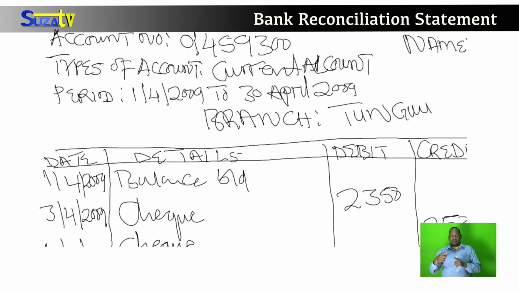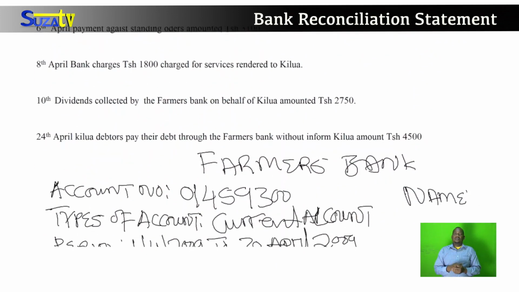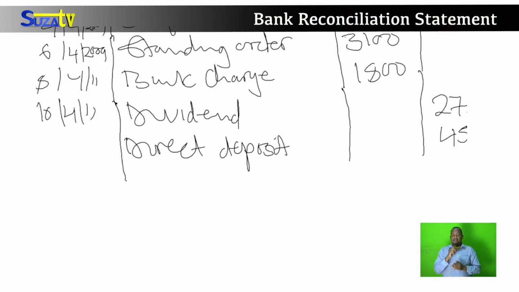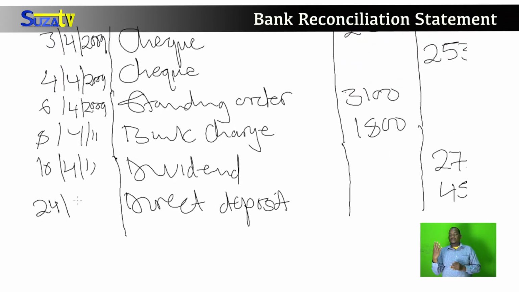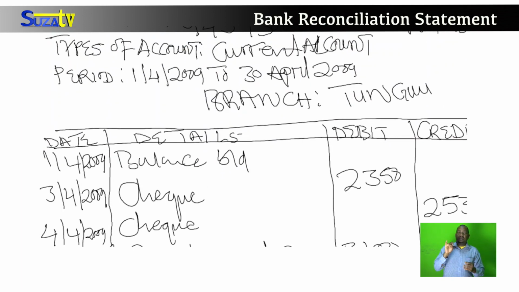Kiula receive 4,500 from his debtor on 24th April 2009. You add here that 4,500 and you receive 28,530. Okay, this is a bank statement of Kiula. It shows that the debit side is a side of payment and the credit side is a side of receipt for Kiula. Thank you.